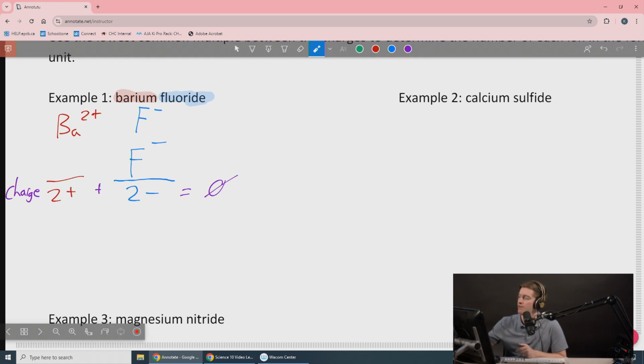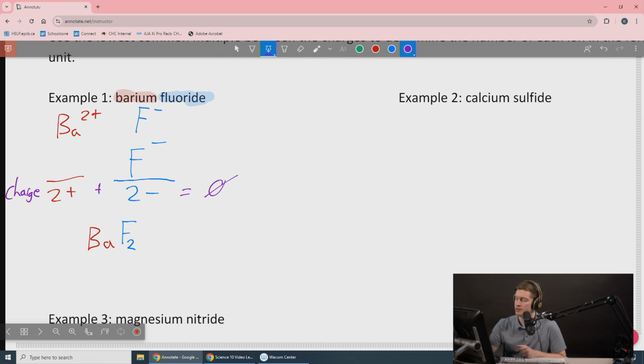When I write this as a formula, then I put a subscript to indicate how many of each ion I have. I only have 1 barium, so there's no subscript needed. However, I have 2 fluorides, so I put the subscript 2. This 2 indicates that I have 2 fluorides, and the no subscript here indicates I have 1 barium. There's no charges on this formula because the charges cancel out. I've got a 2 plus and a 2 minus.